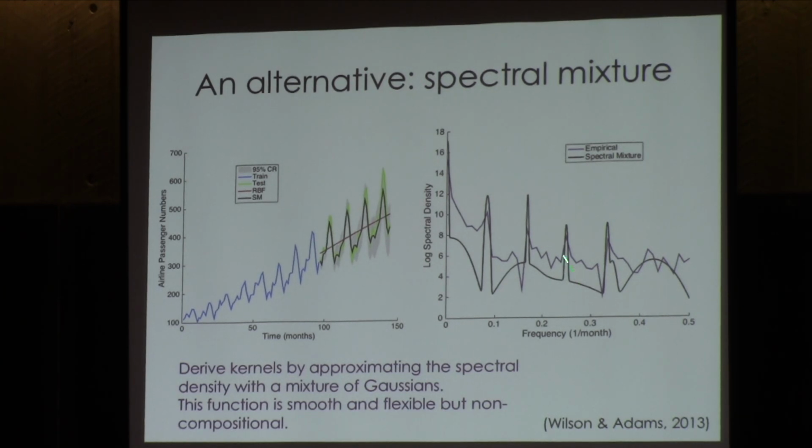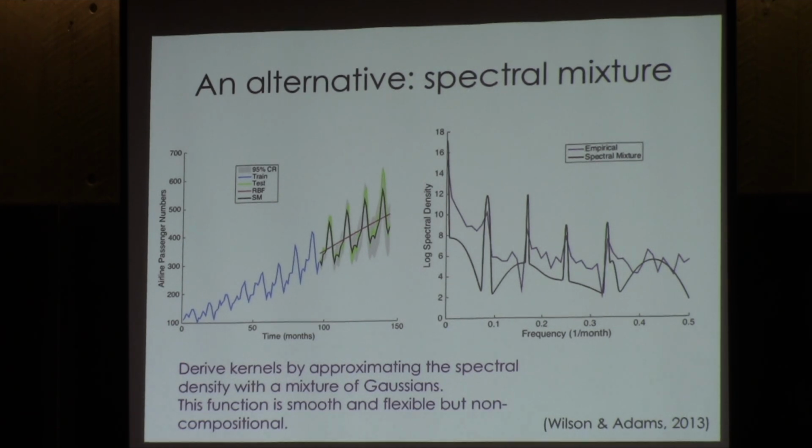And so they showed how you can take, in this case, the airline passenger data, and here the purple line shows the empirical spectral density. And what they did is they parameterized mixtures of Gaussians in the spectral space. And so you can see that although it misses a lot of the structure here, it captures the peaks of the spectral density function. And that allows it to actually accurately extrapolate this function.